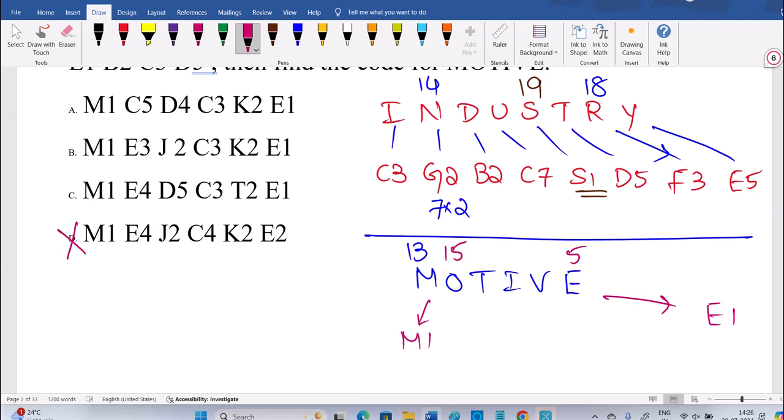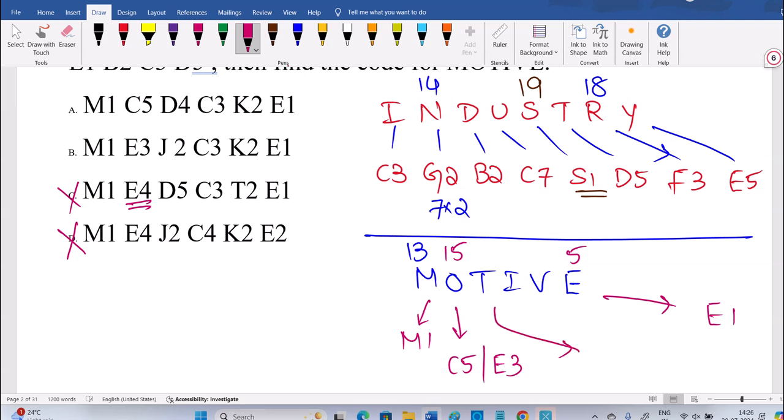O is nothing but 15. E4 is wrong. E means 5. 5 into 4, 20. No. I can write this as C5 or E3. 3 into 5, 15. 5 into 3, 15. It can be A or B up to now. Next, I think this will be decided.